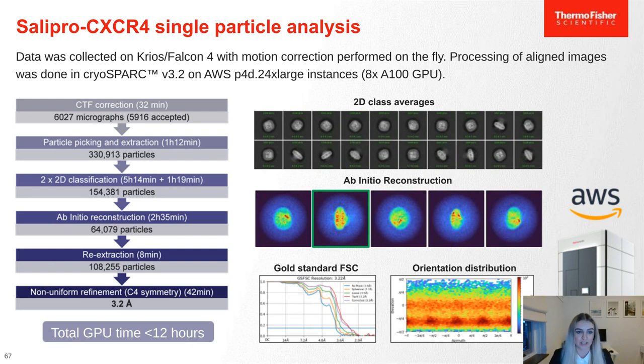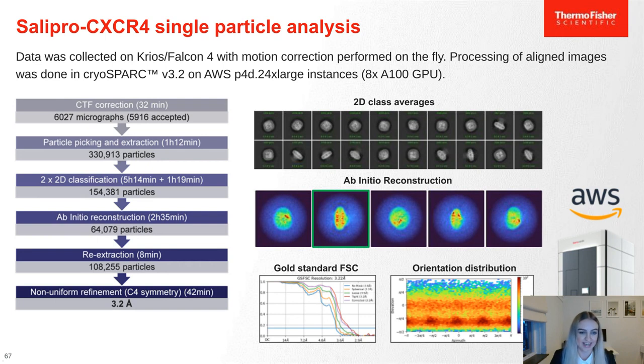What's also interesting to mention is that when I collected the data, I performed motion correction on the fly, and then I took the aligned images and uploaded them to our S3 bucket on AWS, and I did the rest of the processing on AWS A100 GPU instances. And I calculated the GPU time that it took to go from the motion corrected images to the final reconstruction, and it was a little bit less than 12 hours, which just shows how quick the processing can go for such a project.